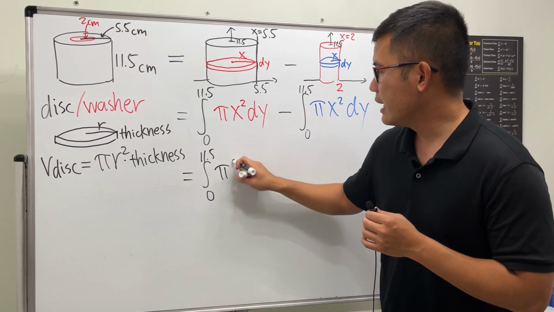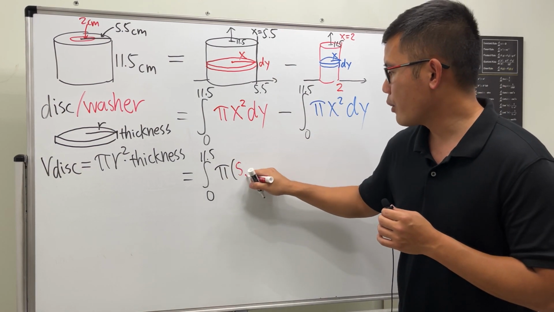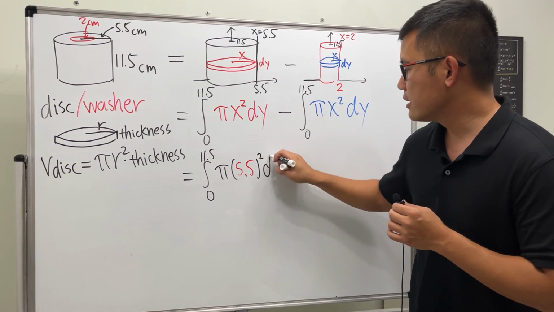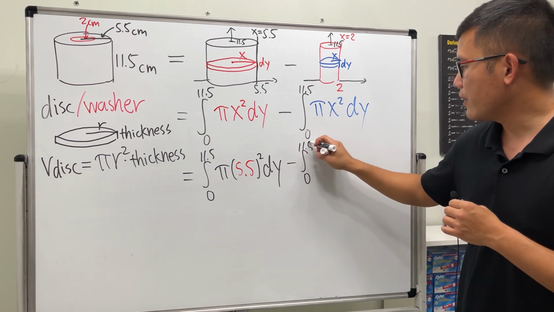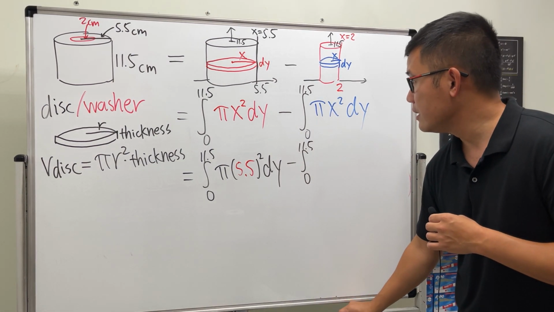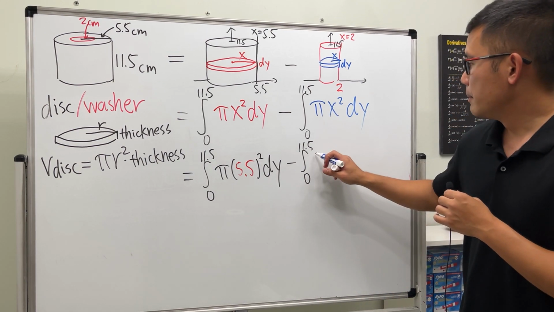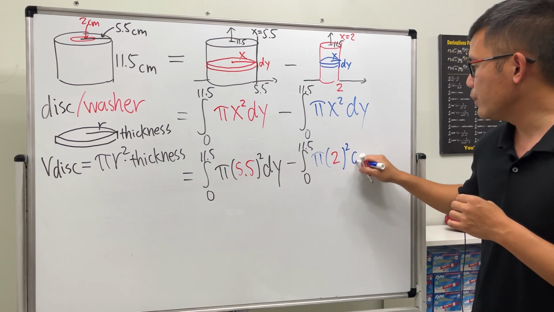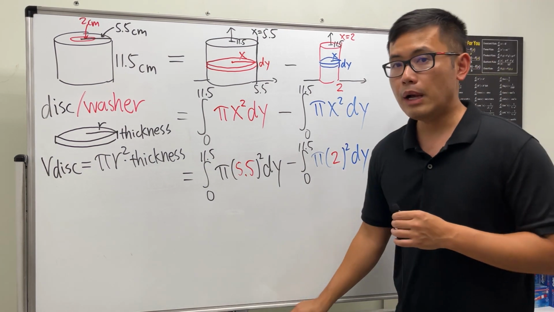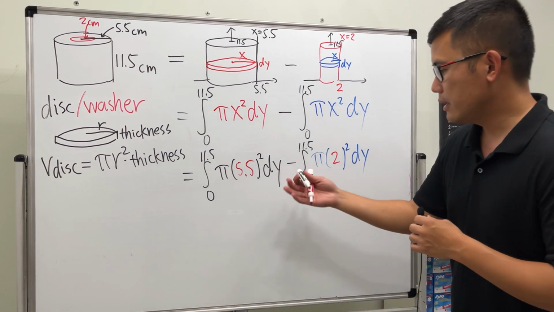Pi is still pi, and then x for this is 5.5, and then we square that, dy, and then we minus the integral going from 0 to 11.5, and then we have the pi, and then the x right here is 2, and we square that, and then we have dy. And that will do it. Just compute this, and then we'll be done.